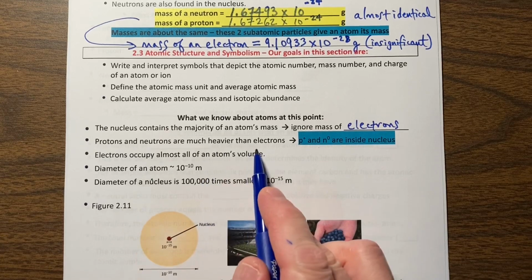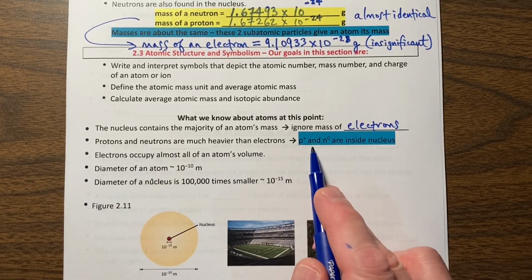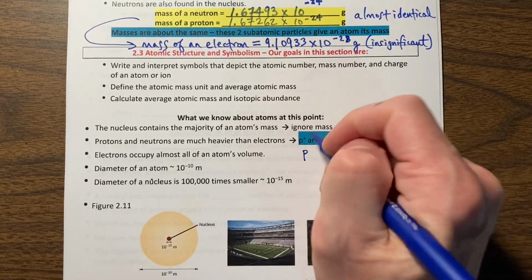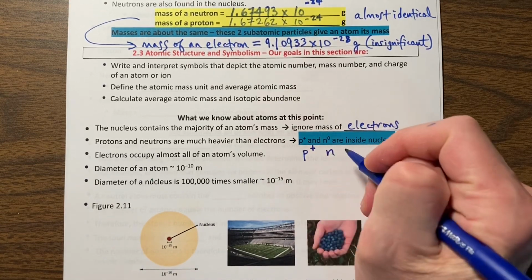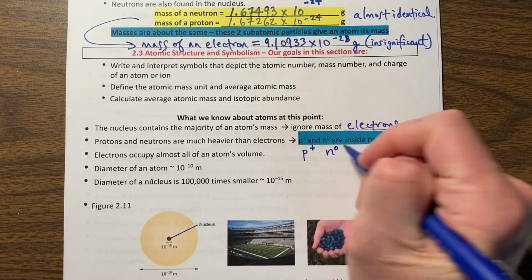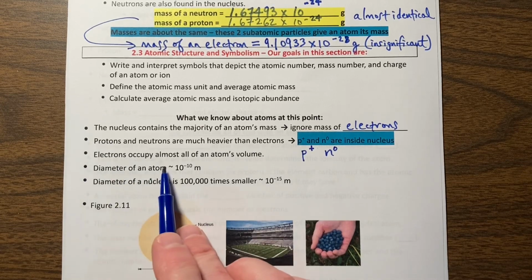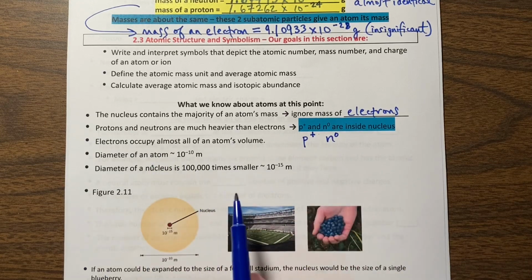Protons and neutrons are much heavier than electrons, and I think that's probably not visible on the screen here, but I'm going to represent sometimes the proton with a lowercase p with a superscript positive charge, and neutrons will often be drawn in my notes as a lowercase n with a superscript 0 to represent that it has no electric charge. Electrons occupy almost all of an atom's volume. They orbit around the nucleus.